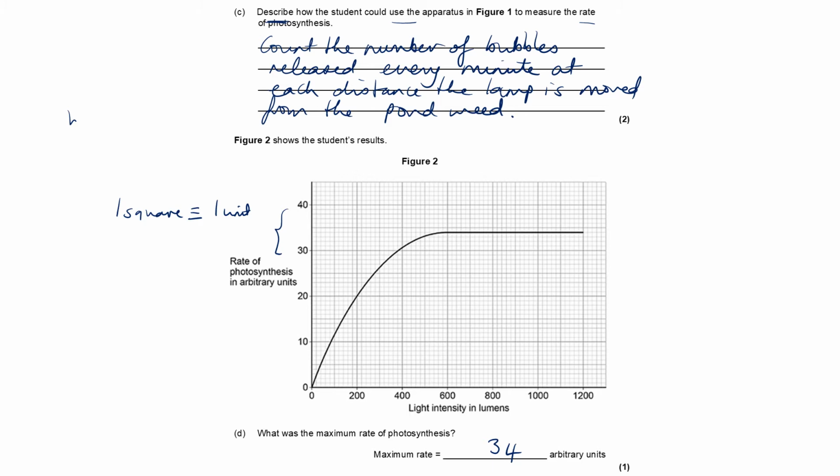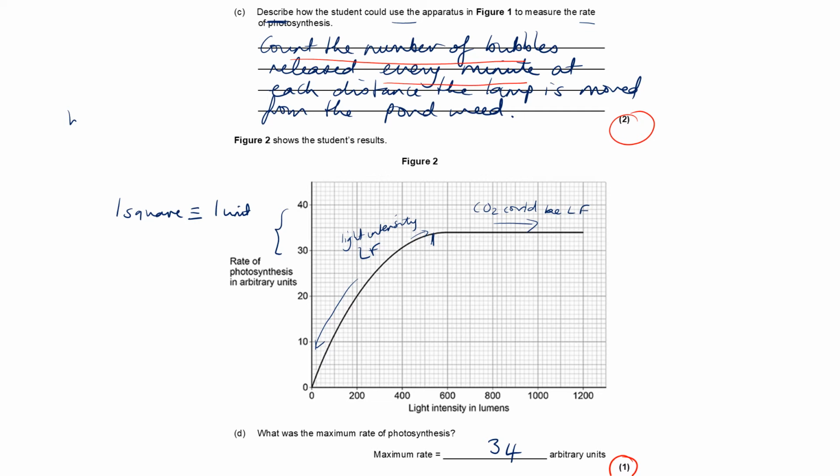The next part is a graph showing the students' results. I've annotated the graph, looking at how much each of the tiny squares is worth. I've looked at where light intensity is a limiting factor and where carbon dioxide could be a limiting factor, for example. The question for part D says, what was the maximum rate of photosynthesis, at the highest point of the graph? And that was 34. I used the ruler to accurately measure this and made a note of how many tiny squares is equal to one arbitrary unit in terms of the rate of photosynthesis.